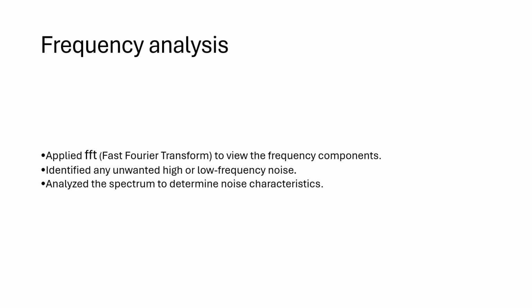After visualizing the audio in the time domain, I moved to frequency analysis using the fast Fourier transform, or FFT, function. The FFT function helps identify the frequency components of the signal. A clean signal will have a smooth frequency pattern, but any unwanted noise will appear as additional peaks or fluctuations in the spectrum. This step was essential to understand what type of noise was present.